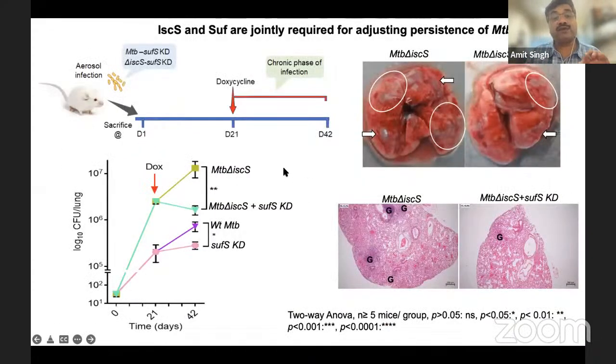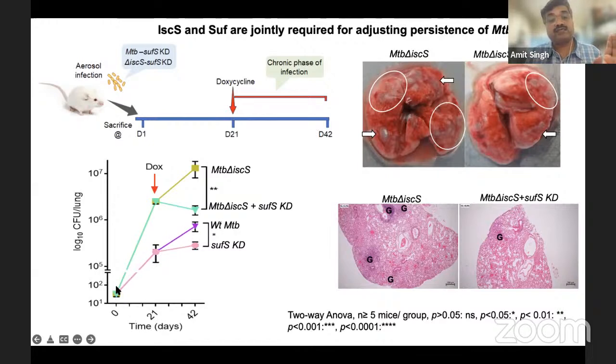But what we did, we created a sufS knockdown in the ICS mutant. So it's kind of a double knockout where ICS is not there. Then you do a doxycycline-mediated knockdown of sufS and do an animal experiment, where after 21 days of infection, we provided doxycycline and looked at the phenotype. And you will see, this is very interesting.